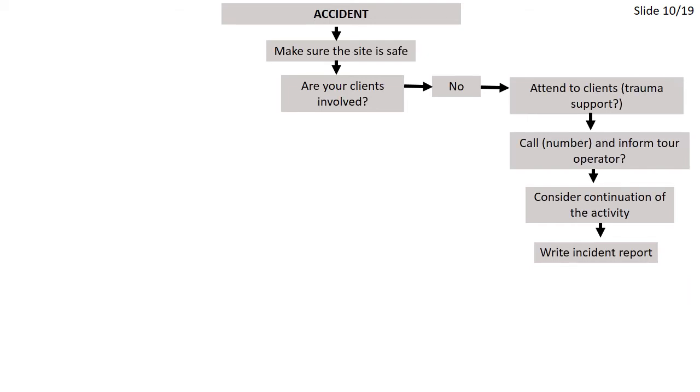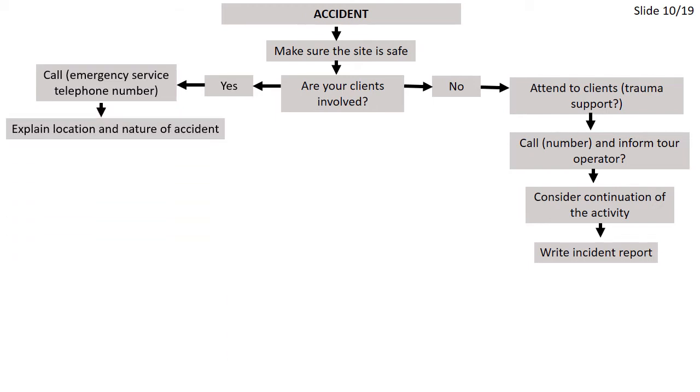Let's go back to the second step. Are your clients involved? Let's now say yes, your clients are directly involved. The first step is to call the correct and relevant emergency service telephone number. The guide should then explain the location and nature of the accident to them. While waiting, the guide should then perform first aid appropriate to the injury and ensure the maximum level of comfort possible for the injured client.